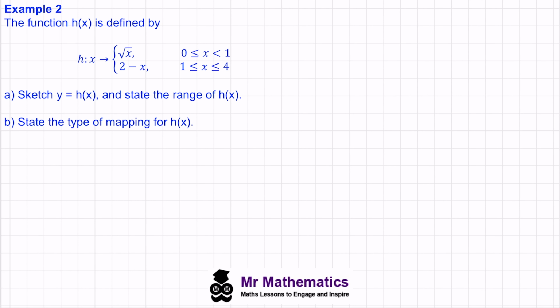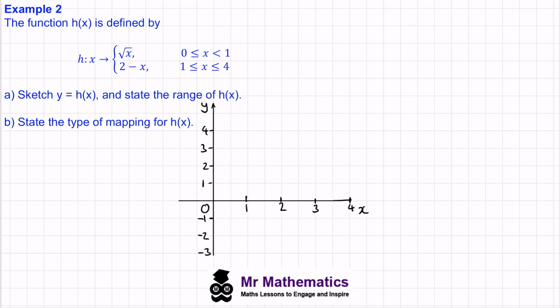Okay, so in example 2, we've been given the function h of x is defined by the square root of x in the domain of 0 to 1, including 0 but not including 1, and 2 minus x in the domain of 1 to 4 inclusive. So do you want to try and sketch y equals h of x and state the range? And then for question B, if you can state the type of mapping for this function h of x. You can pause the video, and when you come back, we'll go through the worked solution.